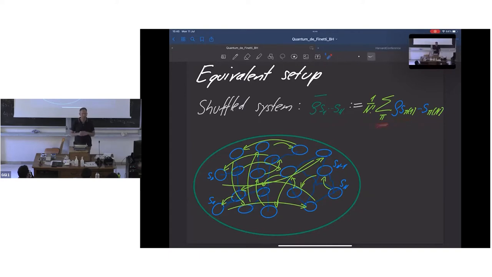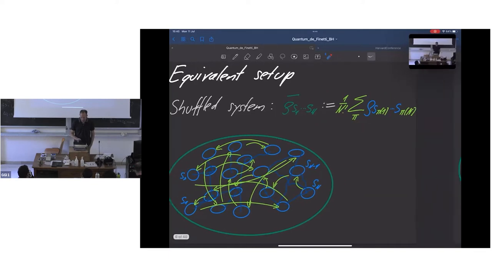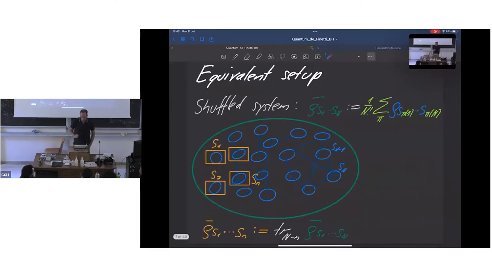Here pi is just a sum running over all possible permutations of the positions of the systems. So I get a huge state, which is now by definition permutation invariant, because by construction, if you look at this sum, if I randomize over all permutations, it's obviously permutation invariant. This will be important in the following.